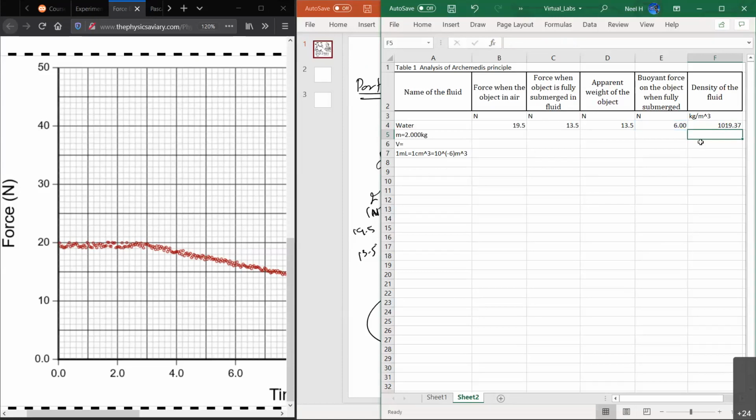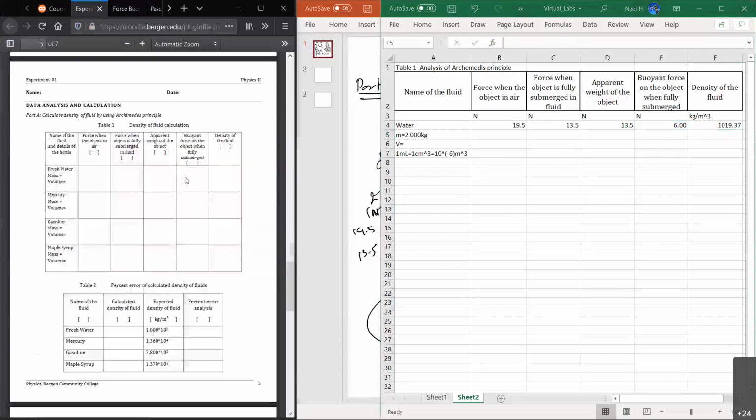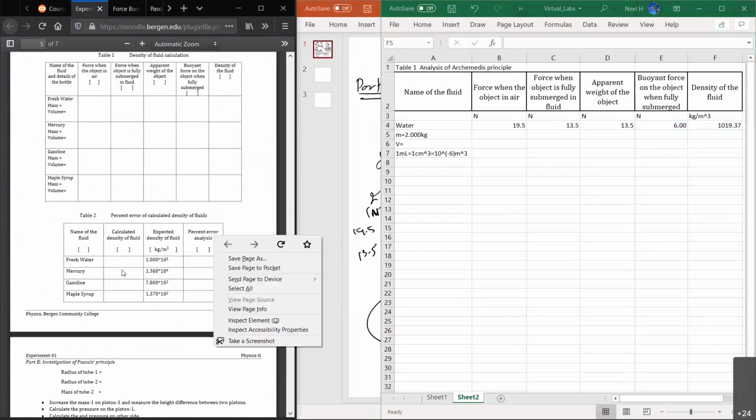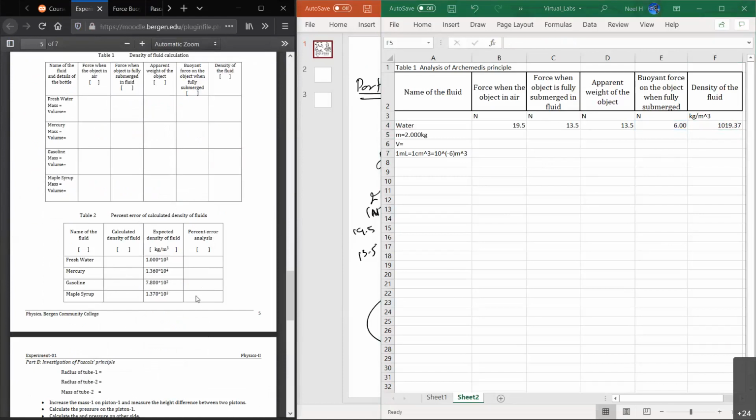1019.37. So later the correction will ask you to do a percentage difference. You can see here the density of the fluid, and then later on the table number 2 question asks you to do the percentage error values. Please change this freshwater standard value to 1020. That's the very accurate number, it should be 1020. Now this is very close to that. Good. Any questions so far?